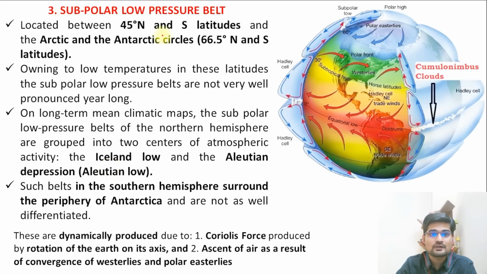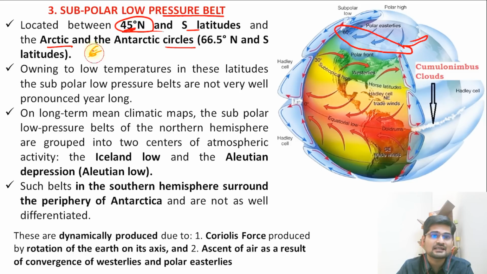Now let's look at the subpolar low pressure belt. So what we see here is this particular belt is called the subpolar belt, which is about 45° north to the Arctic and Antarctic Circle in north and south respectively. So this 45° latitude to the 66.5° latitude, this is the belt for subpolar low pressure.